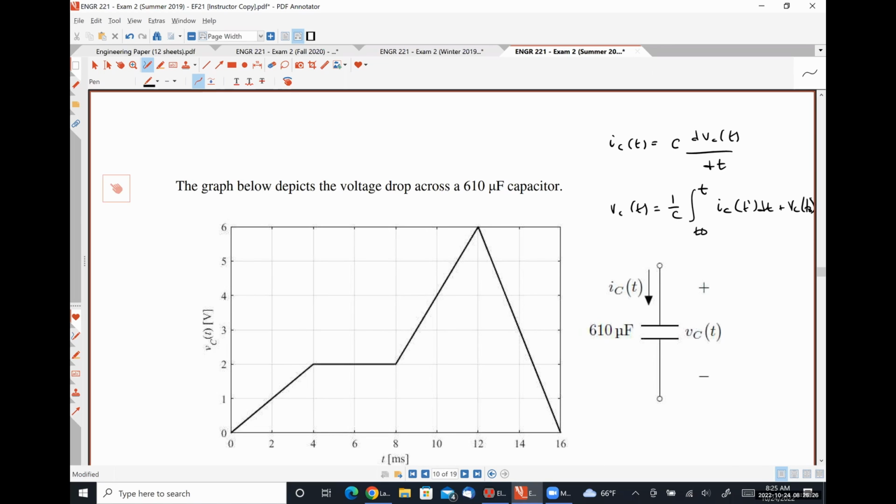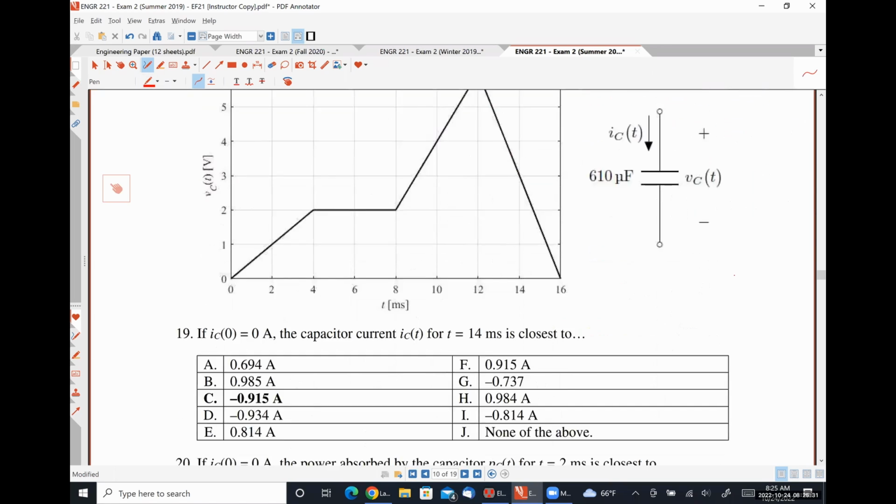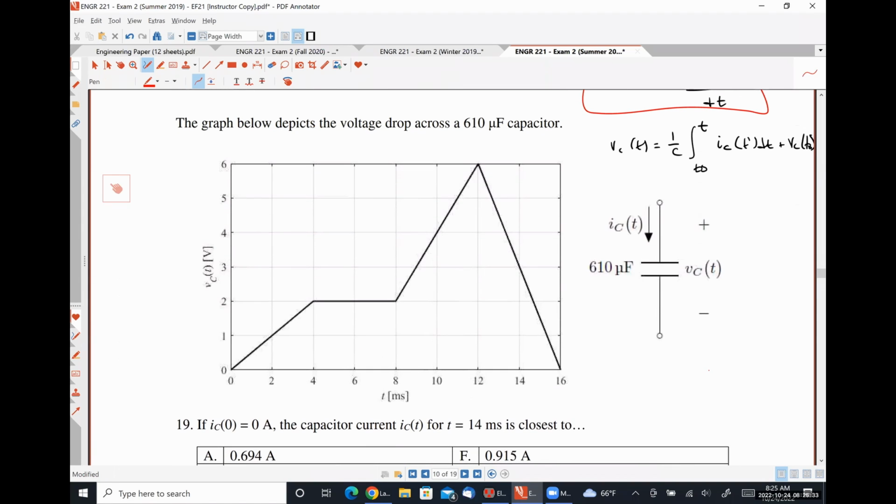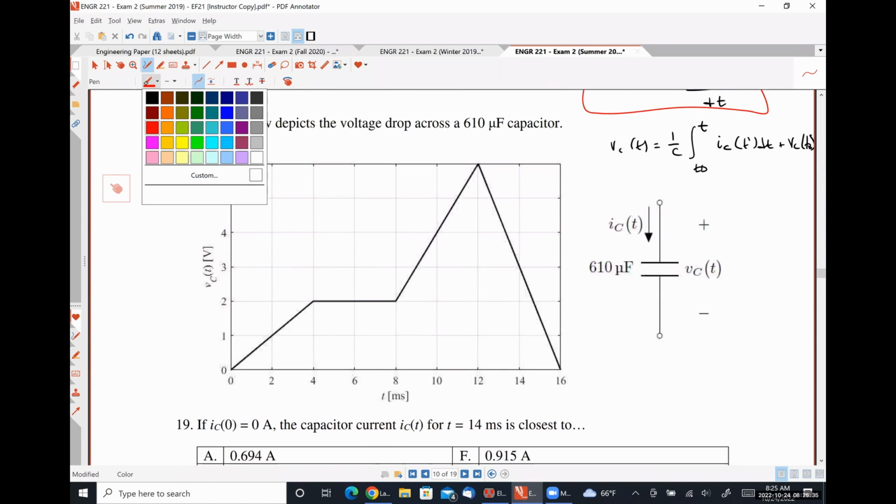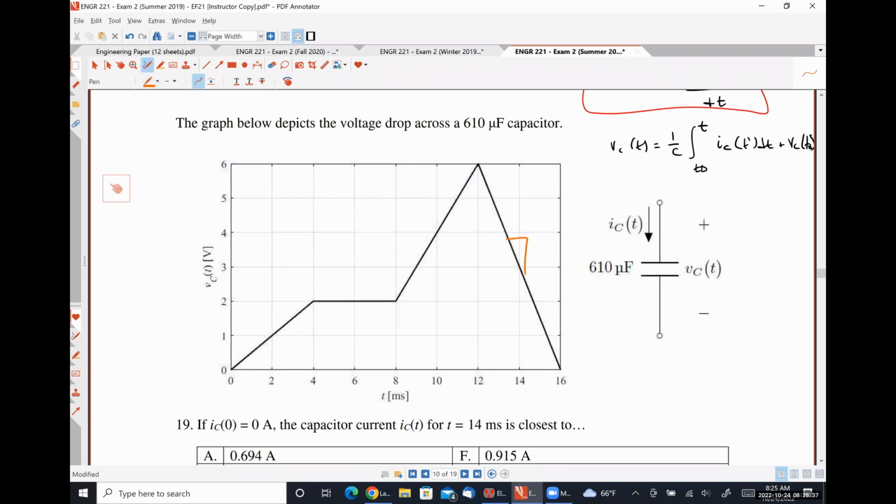We have voltage and we're trying to find current, so we're going to use this equation. So for t equal to 14 milliseconds, we just need effectively this slope, which looks to be -6 over 4 milliseconds. Multiply that by 610 microfarads, and that is our current.